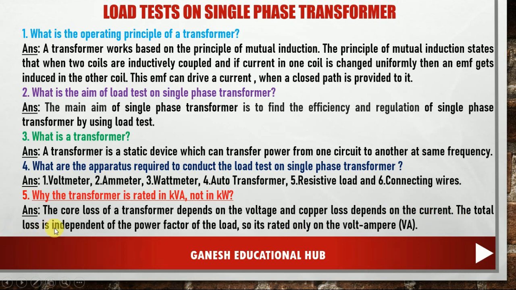The total loss is independent of the power factor of the load. Here, the total loss of a transformer is independent of the power factor of the load. The core loss depends on the voltage and copper loss depends on the current. That's why it is rated only in volt amperes, VA. Let's go to the second slide.